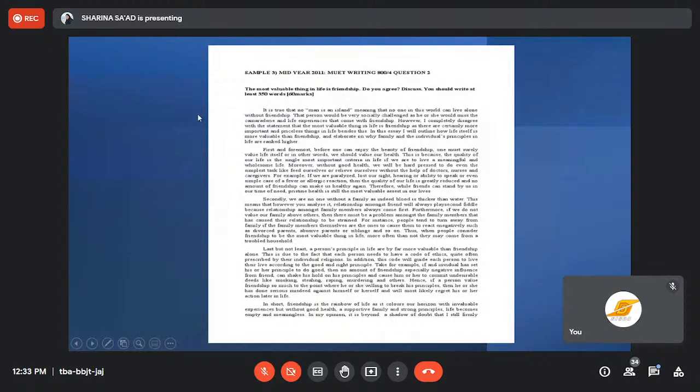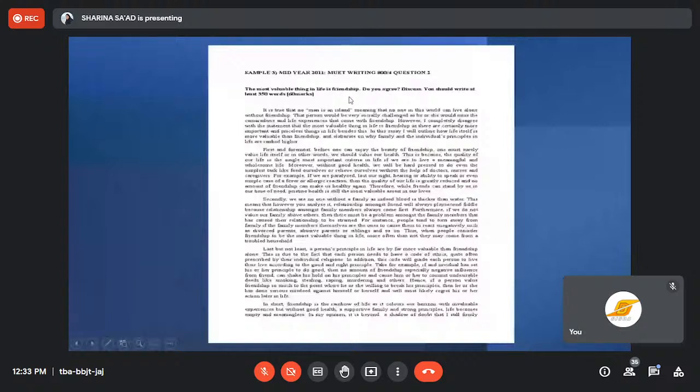It is true that no man is an island, meaning that no one in this world can live alone without friendship. So the student started the paragraph, the essay with a proverb, peribahasa. No man is an island. Okay, which relate to the topic. Janganlah pandai-pandai letak peribahasa which is not related to your topic. Okay, so this is a hook. And then the student explain about the topic, about friendship.